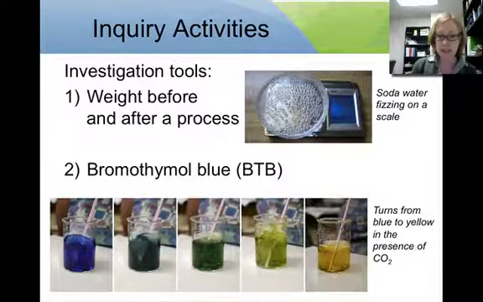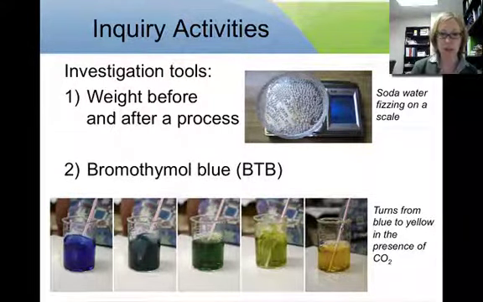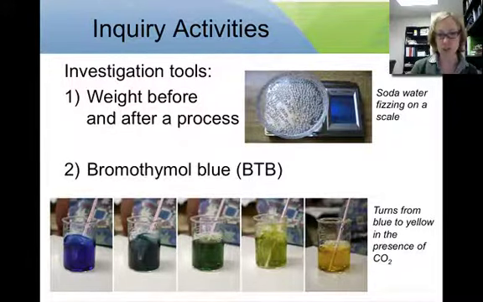So BTB is an acid-base indicator that turns from blue to yellow in the presence of carbon dioxide. When CO2 dissolves in the water, it lowers the pH. And here a teacher's blowing into a straw into the BTB to cause the color change.